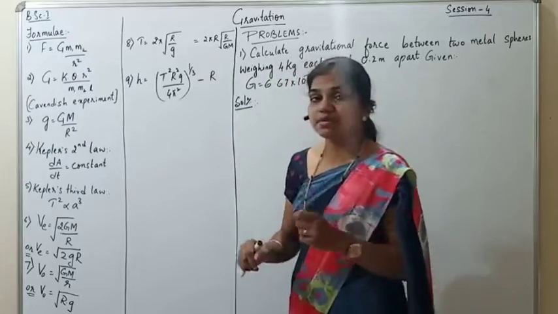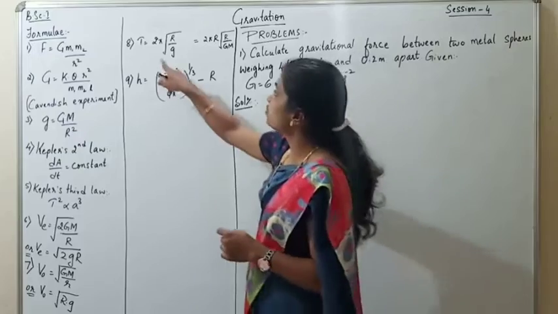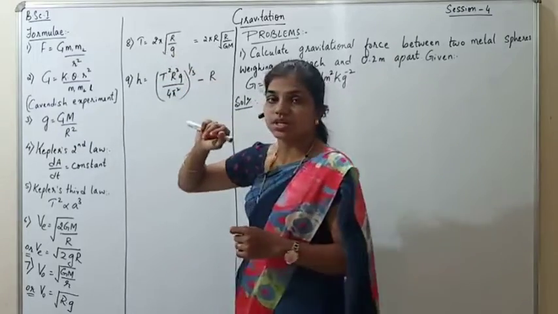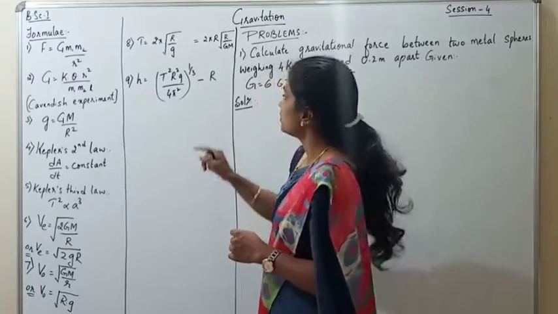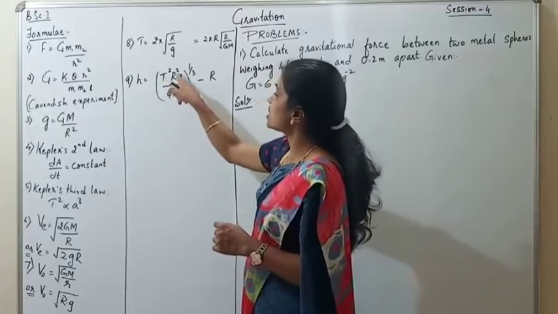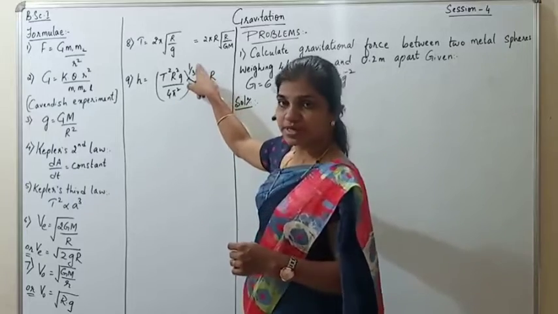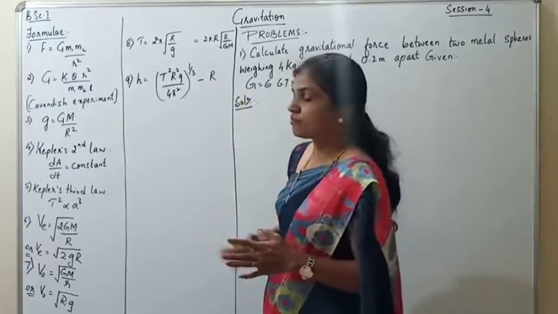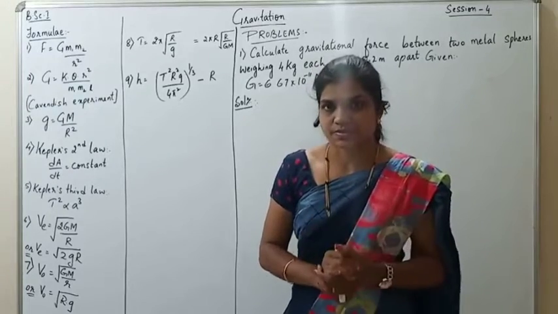Next, we have the time period of the satellite. So we have 2 pi root R upon g. Okay, and height of the satellite, we're going to give it by (T square R square g upon 4 pi square) to the power 1 by 3 minus R. So these are some of the formulas which are listed in this chapter.